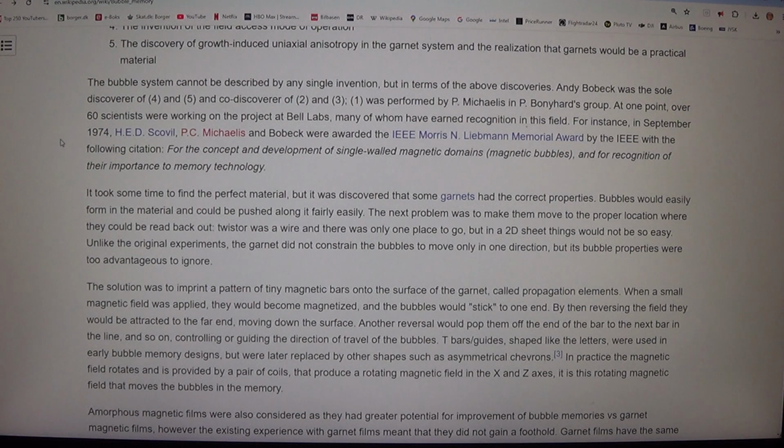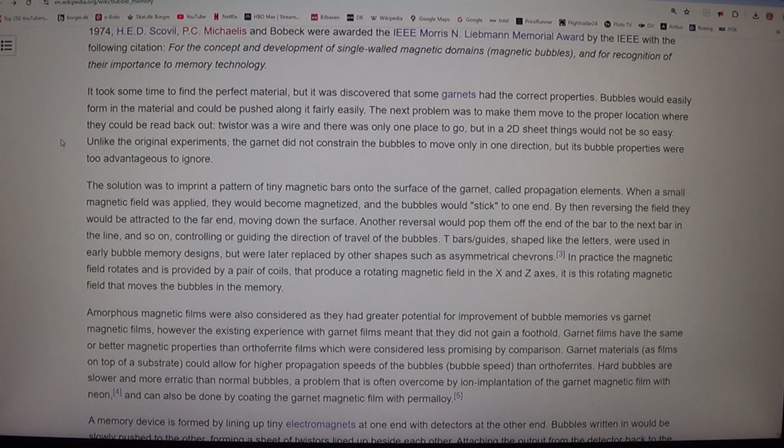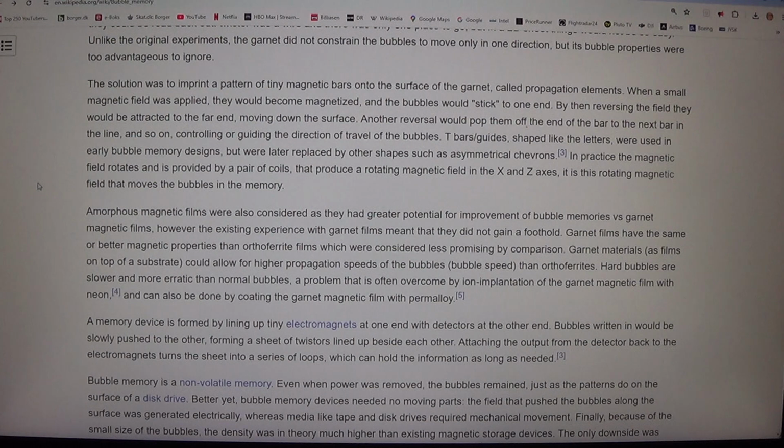It took some time to find the perfect material, but it was discovered that some garnets had the correct properties. Bubbles would easily form in the material and could be pushed along it fairly easily. The next problem was to make them move to the proper location where they could be read back out. Twistor was a wire and there was only one place to go, but in a 2D sheet things would not be so easy. Unlike the original experiments, the garnet did not constrain the bubbles to move only in one direction, but its bubble properties were too advantageous to ignore.